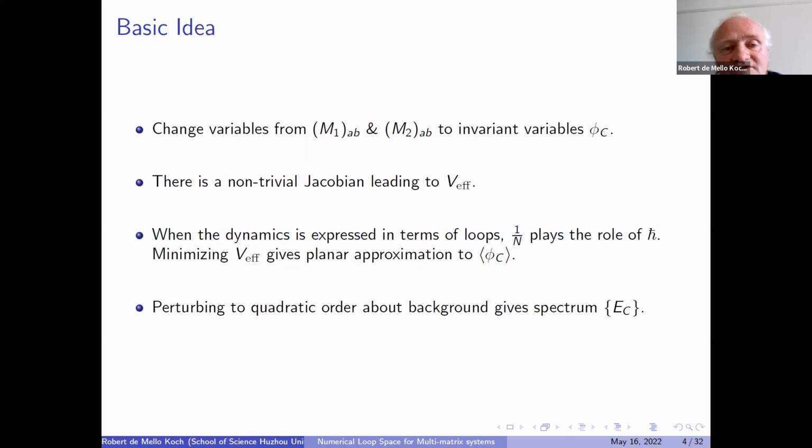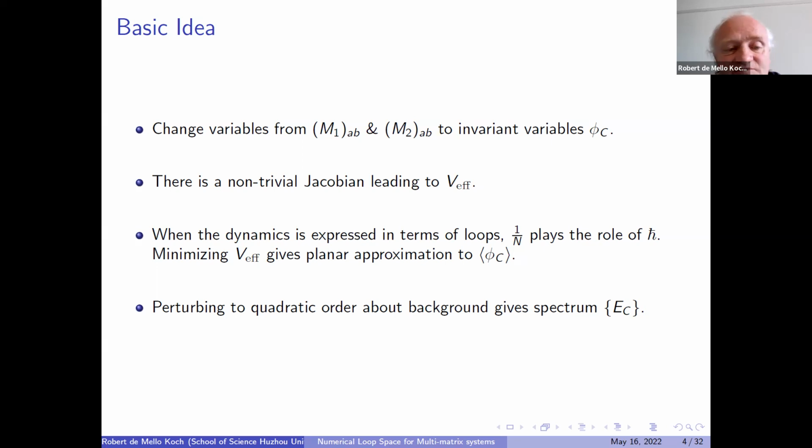Now, why do you want to express things in terms of loops? Well, a very nice thing about the description in terms of loops is that 1 over N now plays the role of h bar. So if we want to get hold of the planar approximation to loop expectation values, all we have to do is minimize the effective potential. And the minimum of the effective potential should tell us the planar expectation value.